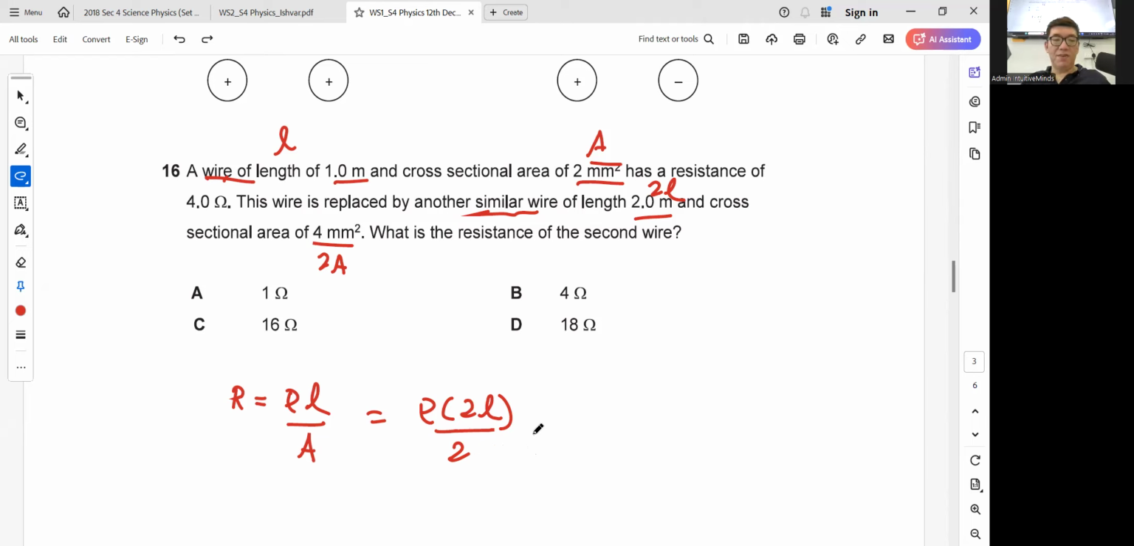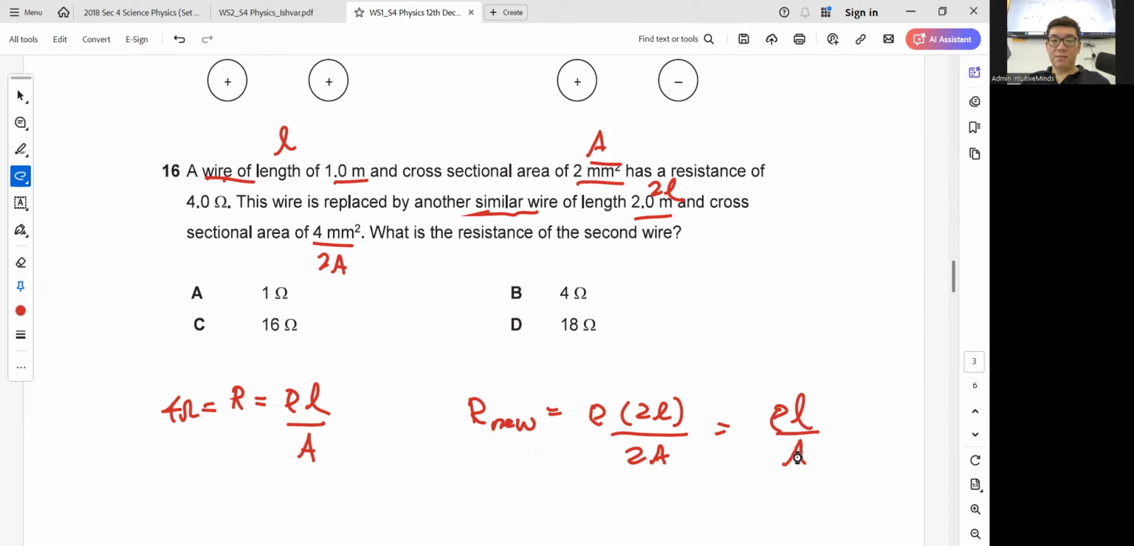I should use a new one. Better in terms of presentation. So this is 4 ohms currently. So the new R, let's call it R new, is rho 2L over 2A. And what do you get? Which should also be 4 ohms. Because if rho L over A is 4 ohms, then this must be 4 ohms. So the answer is B.